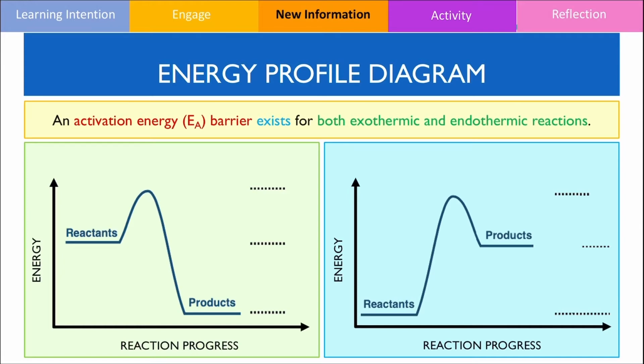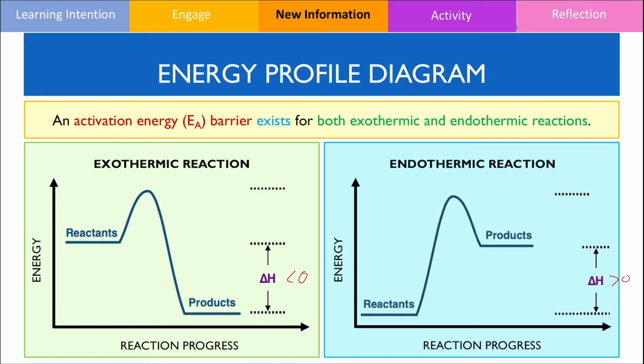If we were to calculate the change of enthalpy for the diagram on the left, this will result in a negative value, which indicates that the energy profile diagram on the left is for an exothermic reaction. In contrast, the delta H value for the diagram on the right is positive, hence the energy profile diagram for all endothermic reactions will have a similar shape.